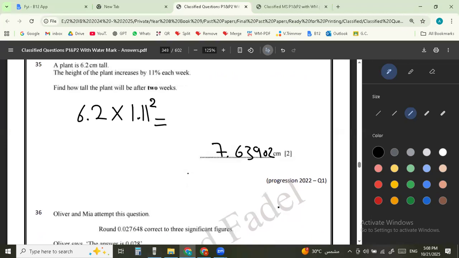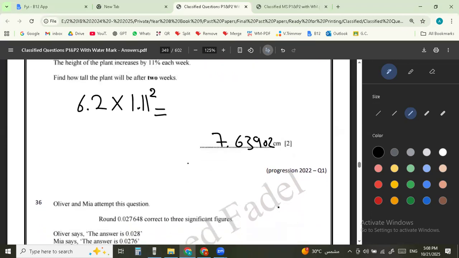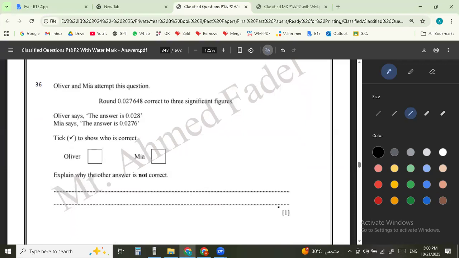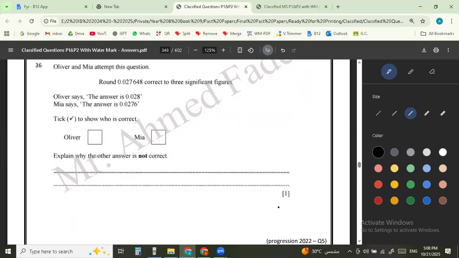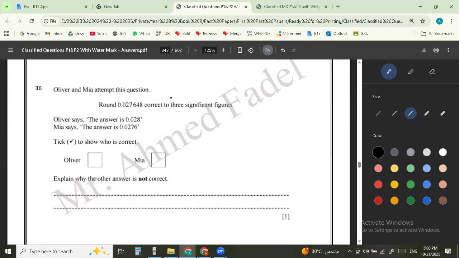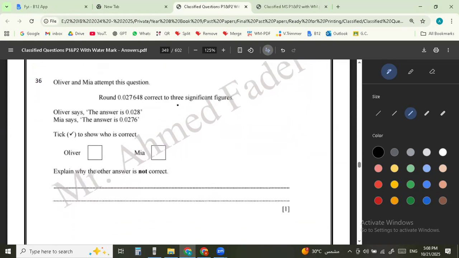All right, let's do the next one here. Oliver and Mia attempt this question. Round this correct to 3 significant figures. Oliver says the answer is 0.028, while Mia says the answer is 0.0276. Only one of them is correct. Who is correct? Let's do it. That's question 36.